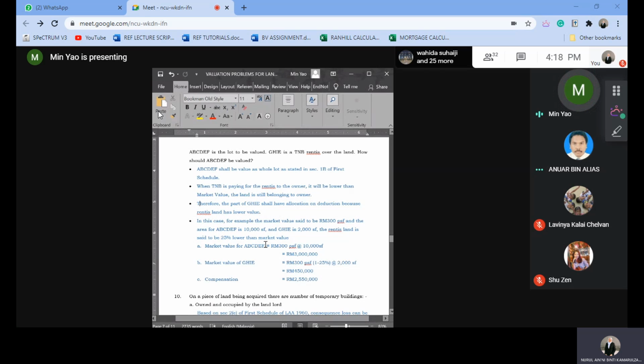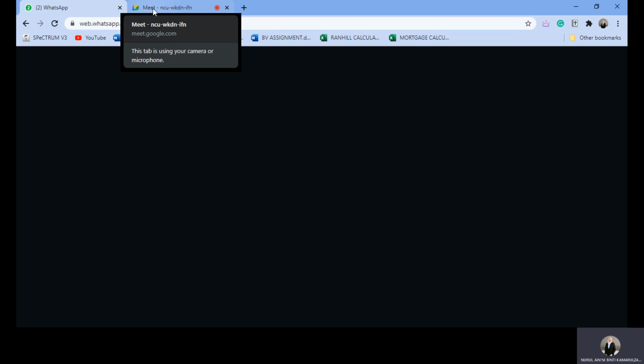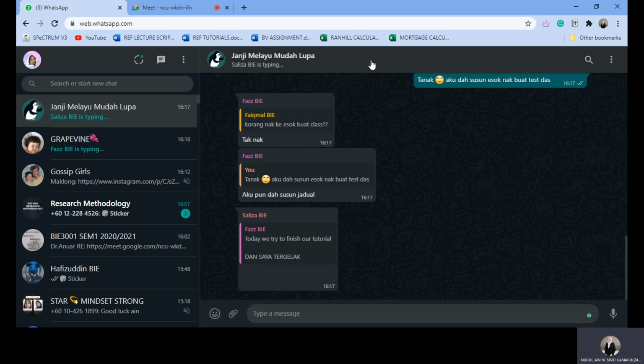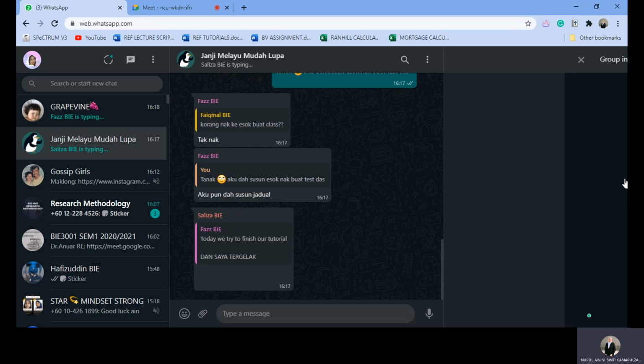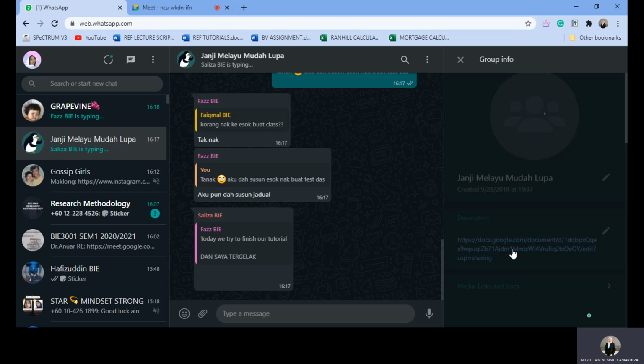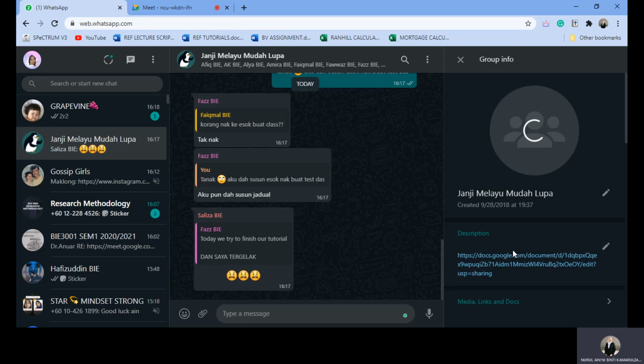So the market value of ABCDEF is 300 times 10,000, which is 3 million. Then GHDE is 300 times 1 minus 25%, times 2,000 square feet, and then I get this amount. The compensation will be 3 million minus 450,000, so it's 2.55 million. Okay, can you show back the diagram?